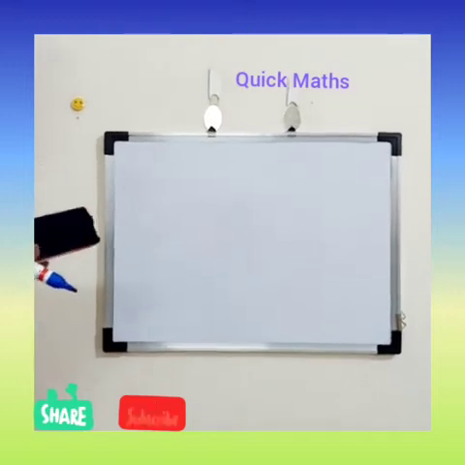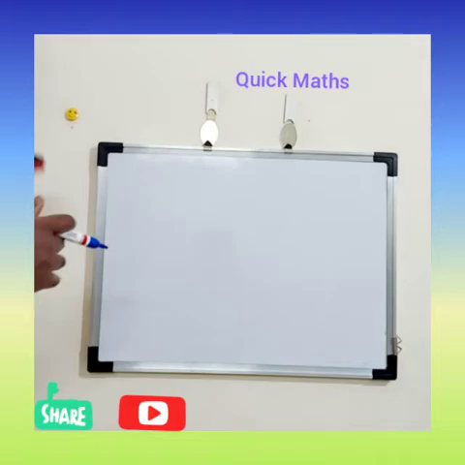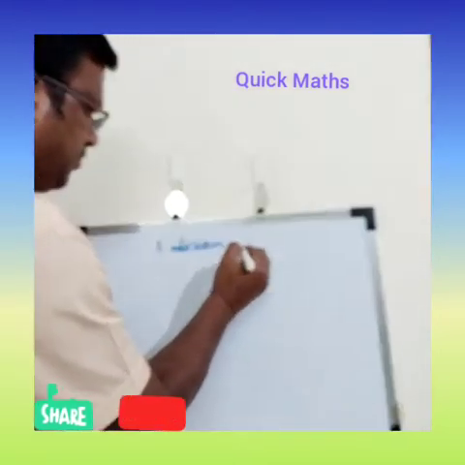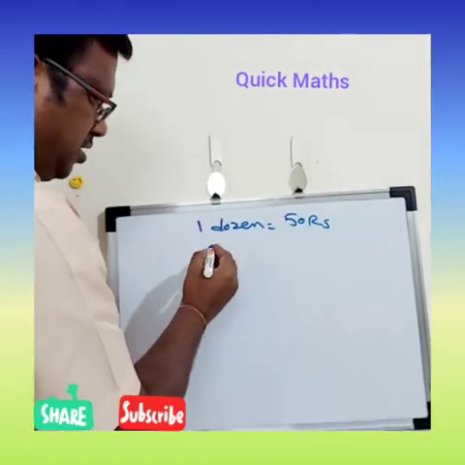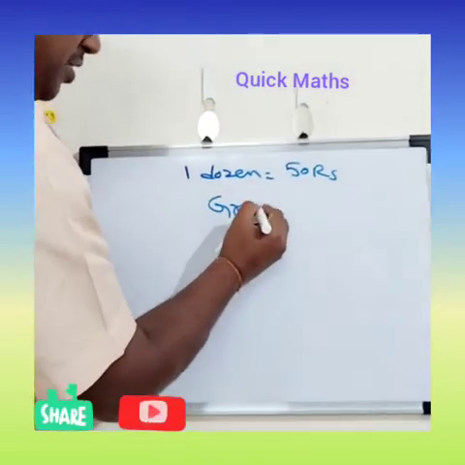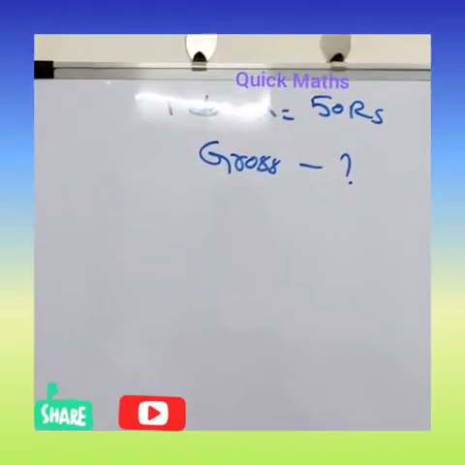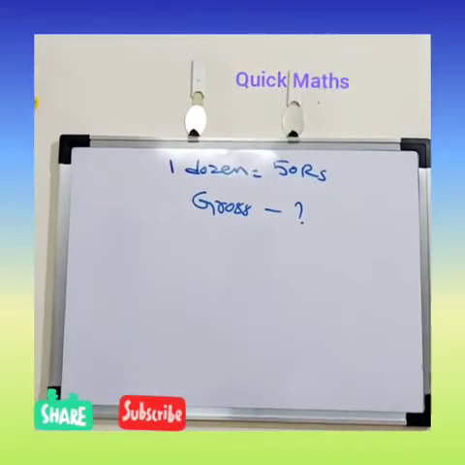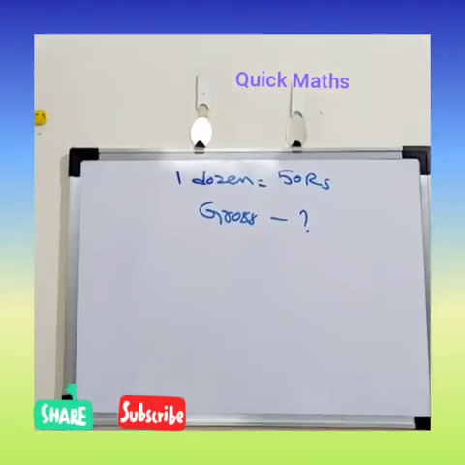We'll discuss one more problem now, related to measurements. The cost of 1 dozen eggs is 50 rupees. Then what is the value of 1 gross of eggs? First, the requirement given is that 1 dozen eggs cost 50 rupees. But here the question is, what is the cost of 1 gross of eggs?